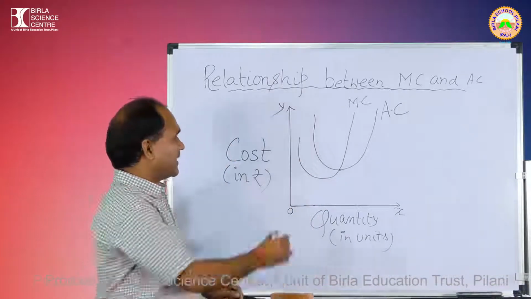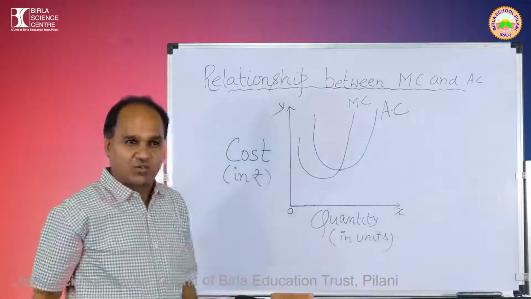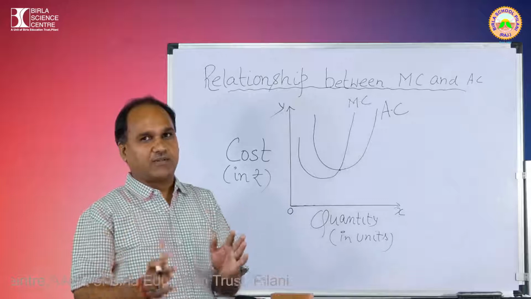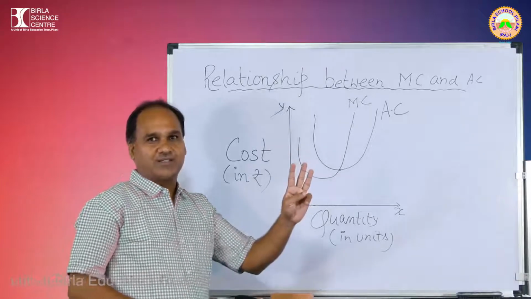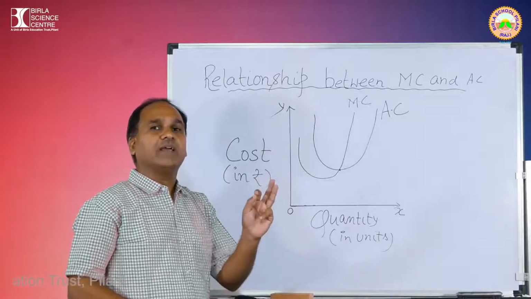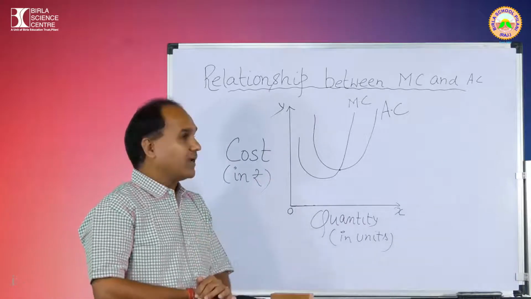Third, if I ask you what is the shape of average cost, what is the shape of marginal cost, I think you can see very easily. Both are U-shaped curves. That is relation number 3rd. What is relation number 3rd? Both marginal cost and average cost are U-shaped curves.